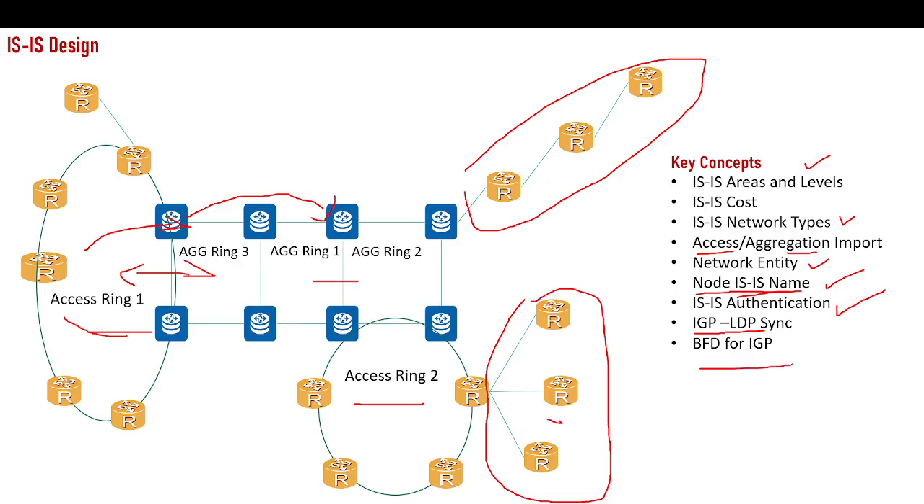All these IGP protocols support BFD. So it's always a good practice to implement BFD, bidirectional forwarding detection, for quick detection of faults on your network. So these are just a few concepts that we'll be going through in the next slides, just to help us understand how you can go ahead and do proper planning for your ISIS protocol for an IPRAN network.